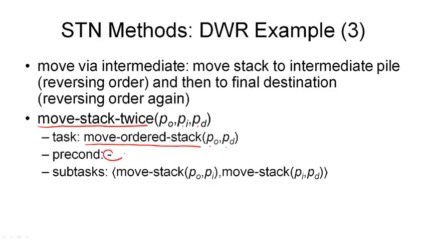And this method is always applicable, which we can see here. It has no preconditions, so as long as we can find values for the three parameters, we can apply this method. And the network associated with this method is again totally ordered. It has two subtasks, and the first subtask is to move the stack from the origin pile to the intermediate pile, and then we move it from the intermediate pile to the destination pile. So it's again a totally ordered network, which means we have a totally ordered method, which means all our methods were totally ordered.